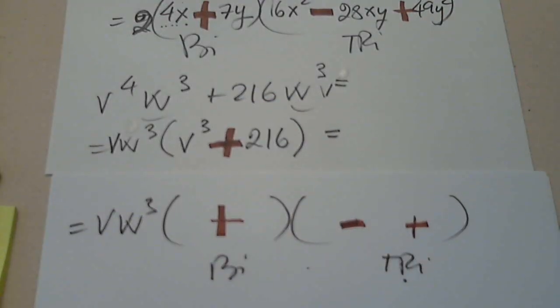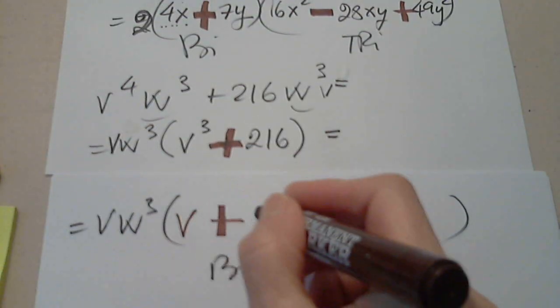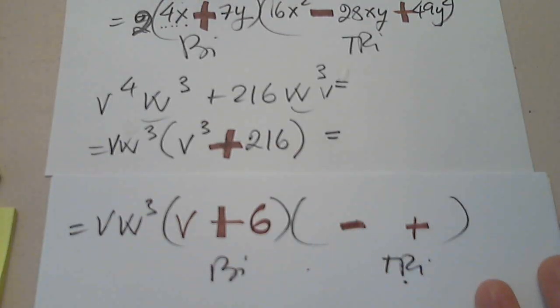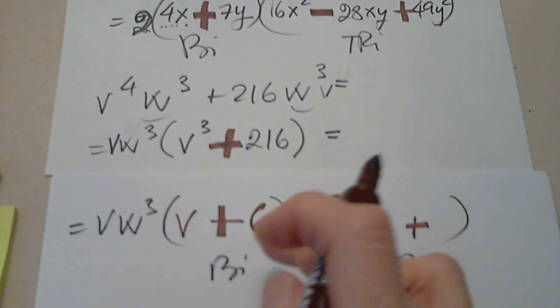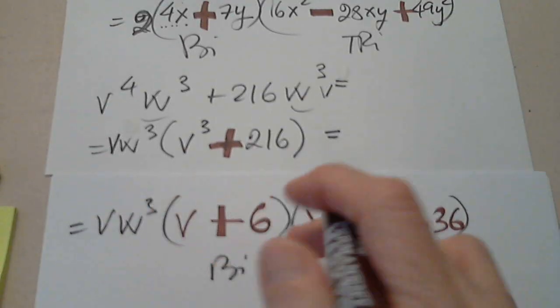Okay, so now I go back to the calculator and take the cube root of 216. So when I take the cube root of 216, let's see what we get. And we get 6. Okay. So then I have the v and the 6. The rest is very easy. I square this, and I multiply them.